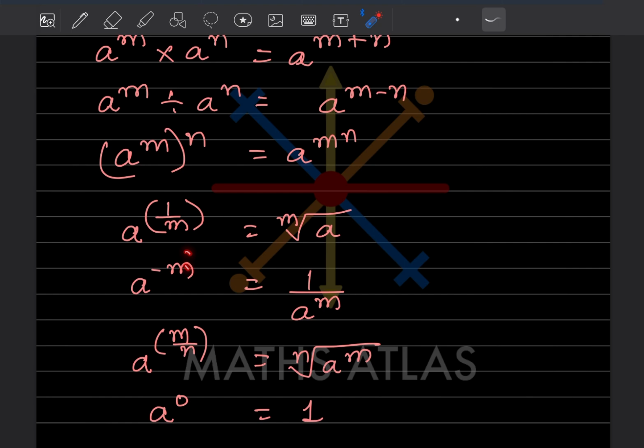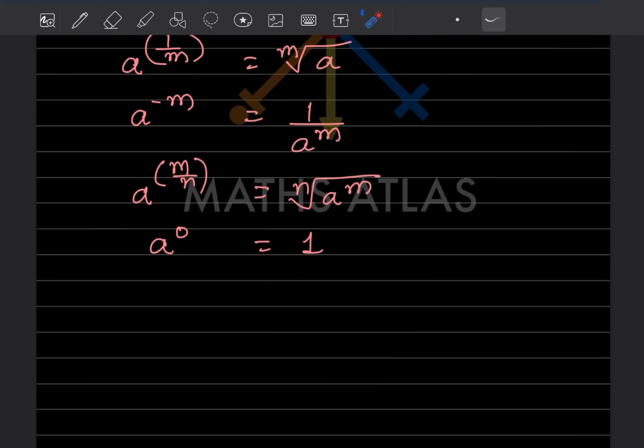A raised to minus m is going to be the reciprocal of it, that is 1 by a raised to m. A raised to m divided by n: this is the numerator, this is the denominator, where the denominator is the root, and this is going to be a raised to m. A raised to 0 is 1. So any number raised to 0 is always going to be 1.